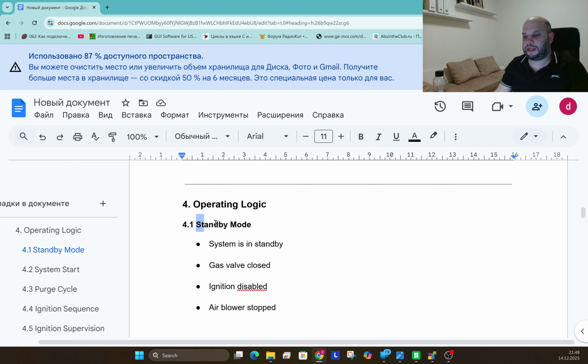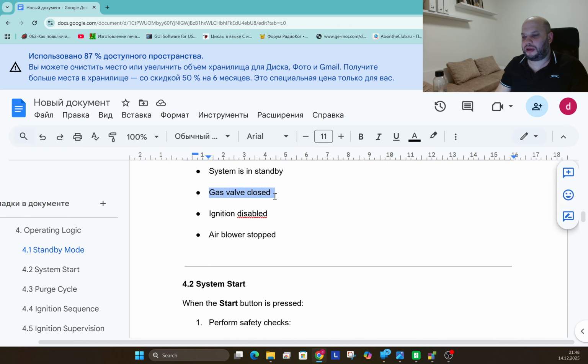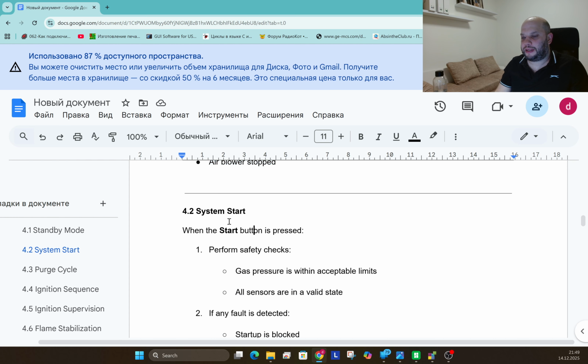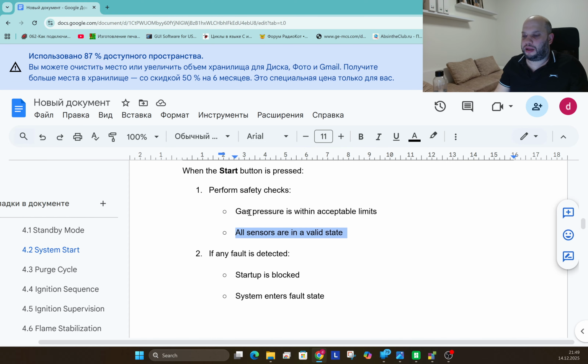Operating logic. Standby mode, system in standby or idle. Gas valve is closed, ignition disabled, air blower stopped. System start. When the start button is pressed, or we get a signal, we make the safety checks: gas pressure, and all sensors in the right states.